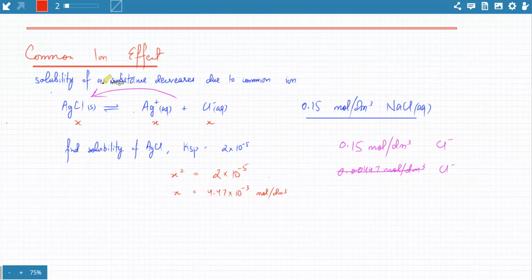What you're doing is you've increased Cl ion concentration. Your solution already has NaCl. So there's a lot of Cl ions already present. And the Cl ions, just 1 second.